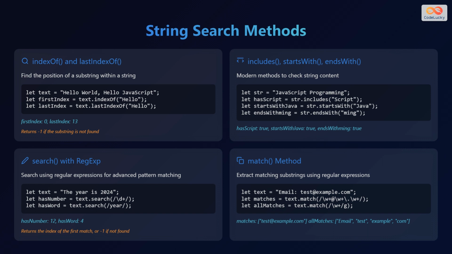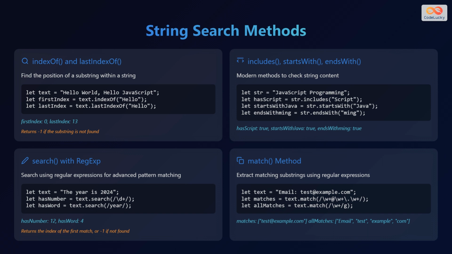The includes, startsWith, and endsWith methods are modern methods used to check the content of a string. For example, let string = "JavaScript programming". Let hasScript = string.includes('script'), let startsWithJava = string.startsWith('Java'), and let endsWithMing = string.endsWith('ming'). This results in hasScript being true, startsWithJava being true, and endsWithMing being true.